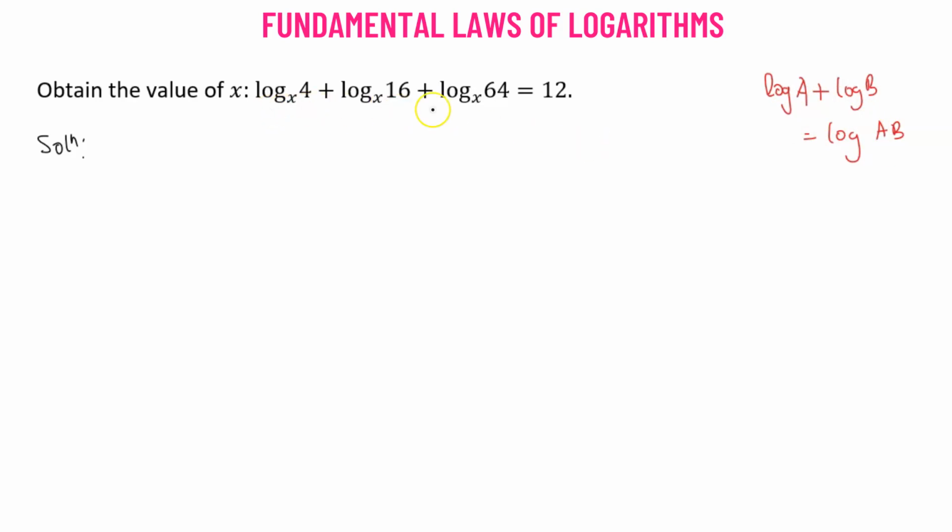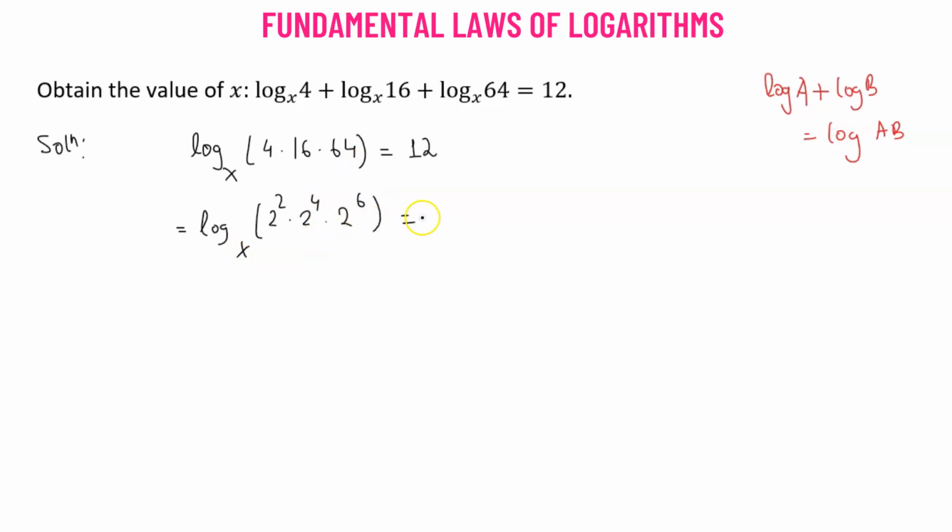So here, as the three logarithms have the same base, we can use this property to combine them, and this is going to give us log with the base of x. So we have 4 multiplied by 16 multiplied by 64, and that's equal to 12. Or we have log of 4, which will be 2 squared, 16 will be 2 raised to the power of 4, and 64 will be 2 raised to the power of 6, with the base of x, and that's equal to 12.